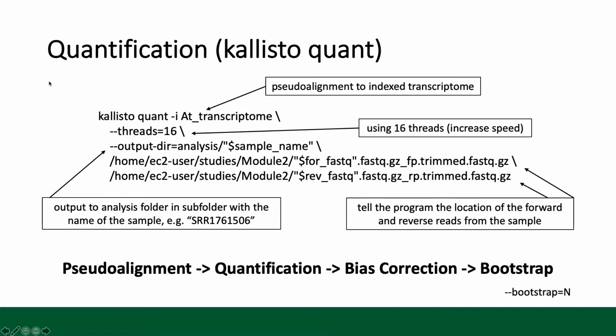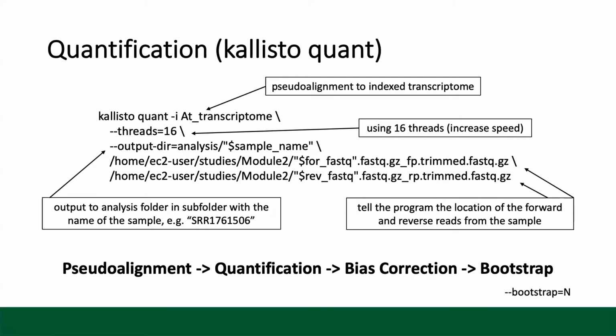So like I said, I'm going to explain that Kallisto Quant command a little more. Basically, it's using that index that was created, and we gave it the name AT_transcriptome, and it's pseudo-aligning to that indexed transcriptome. I also gave it the parameter of 16 threads to run on so that it would run pretty fast.